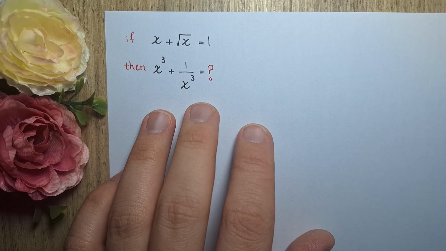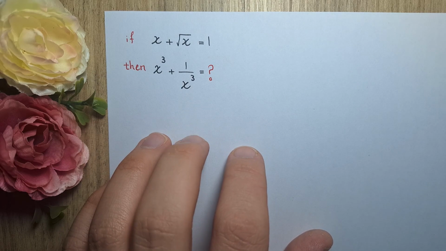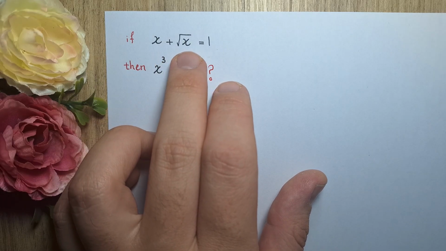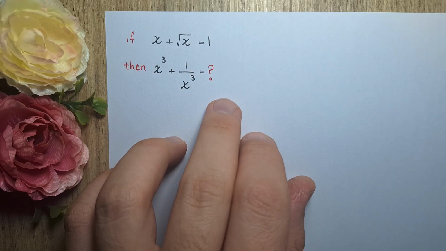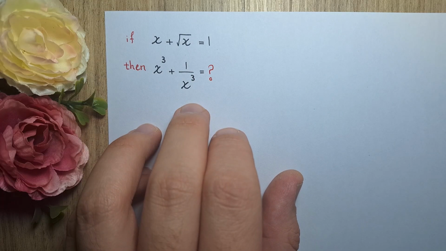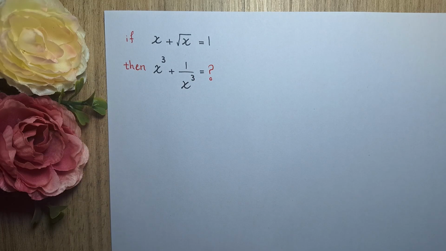In this video, we want to solve this nice math problem that says: if x plus square root of x is equal to 1, what is the value of x power 3 plus 1 over x power 3?